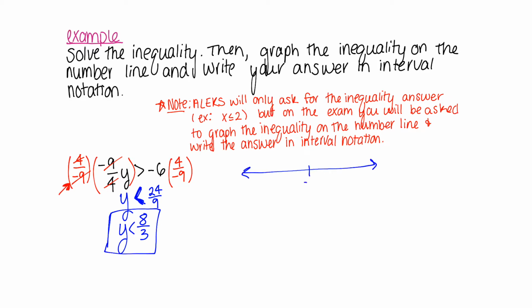On a number line, I'm labeling 8/3. We have no underline on our inequality. It's just strictly less than, so I'm doing an open circle. The less than direction is going to be to the left.